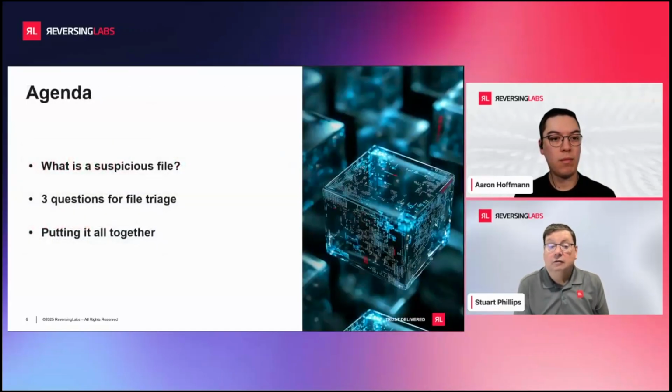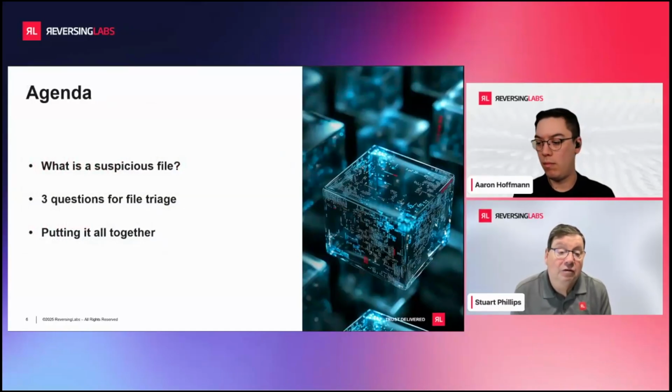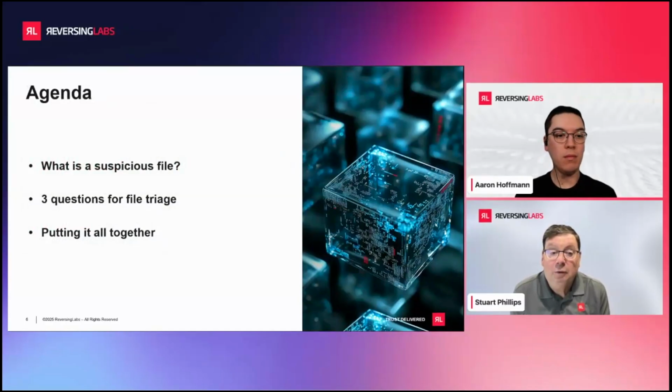So our agenda is pretty straightforward. We're going to talk about what makes a file suspicious, and then we'll talk about how that comes out through three questions on file triage: what are the three questions you should be asking about every file? And the third thing, and I think the most important, is actually how you put it all together. How do you actually execute on this? How do you do this in your shop? How do you make this work for you?